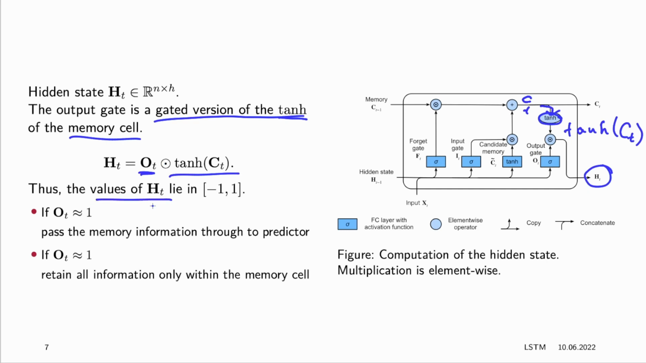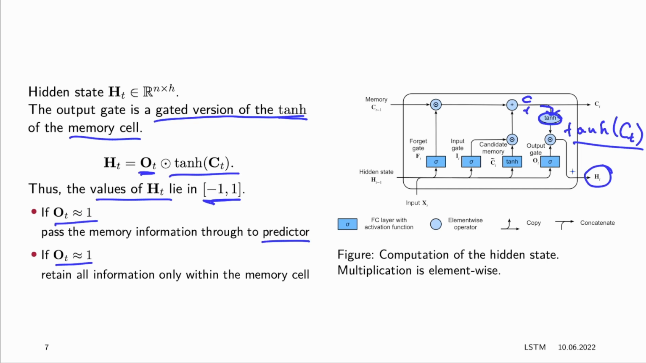Thus, the values of the hidden state lie in the range of -1 and 1, because we apply tanh to Ct. And if ot is close to 1, then memory information is passed through to the predictor of the output, and if ot is close to 0, then all the information is retained only within the memory cell. So if ot is close to 0, then our memory cell does not go into the computation of the hidden state, which then is used to compute the output.